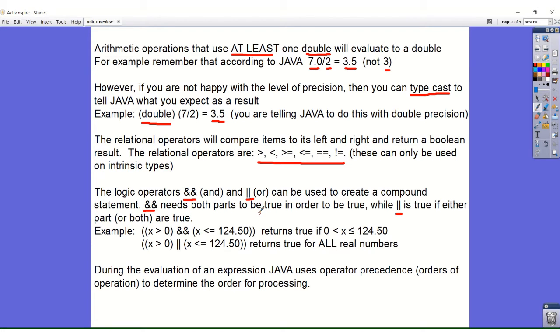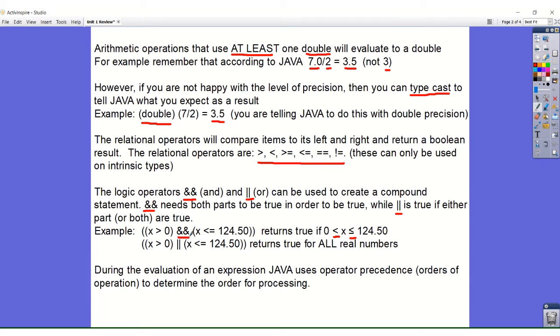So if I gave you this compound statement, x is greater than 0 and x is less than or equal to 124.50, this was something that we saw in our payroll account. We were trying to look for somebody's adjusted gross income that was between 0 and $124.50. This would return true for any value of x. Now, check this out. It's greater than 0 or less than or equal to 124.50. Okay, so you'd have to be in between these two numbers to satisfy both of these at the same time.